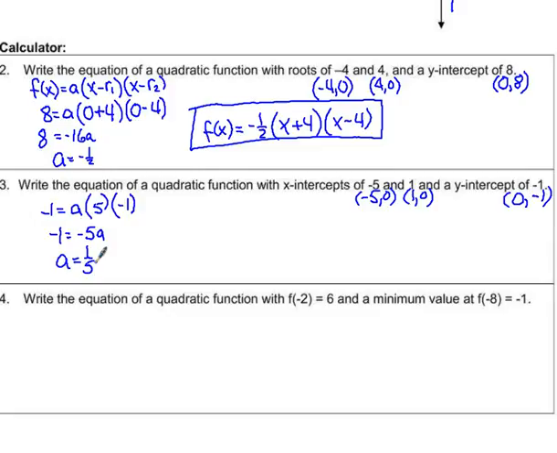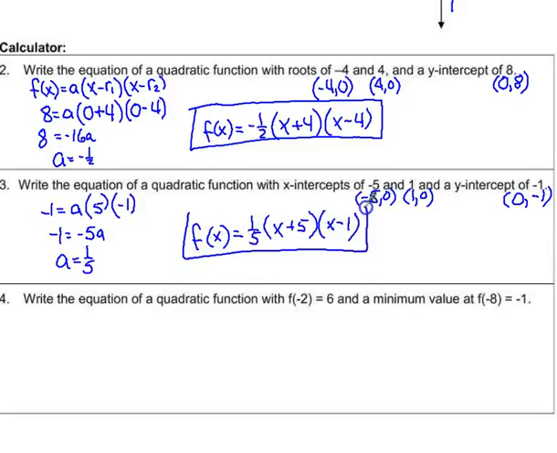Last step, we plug it into our equation. We get f of x is equal to a, which is 1/5, times x minus root 1, which is x plus 5, and x minus 1.